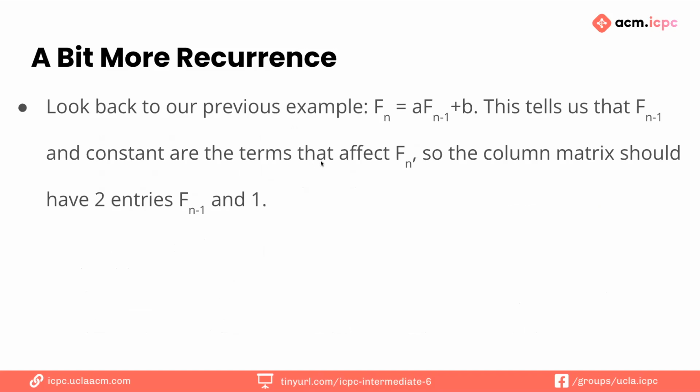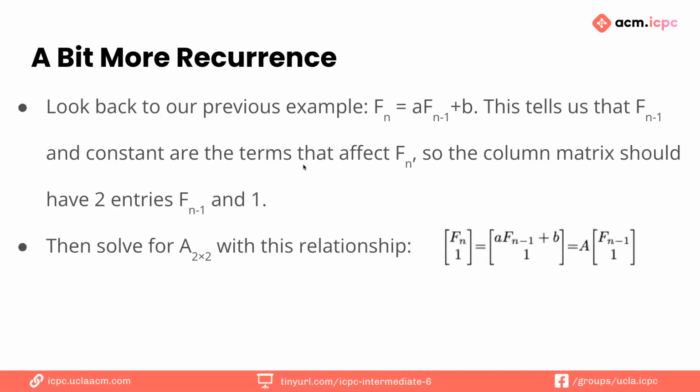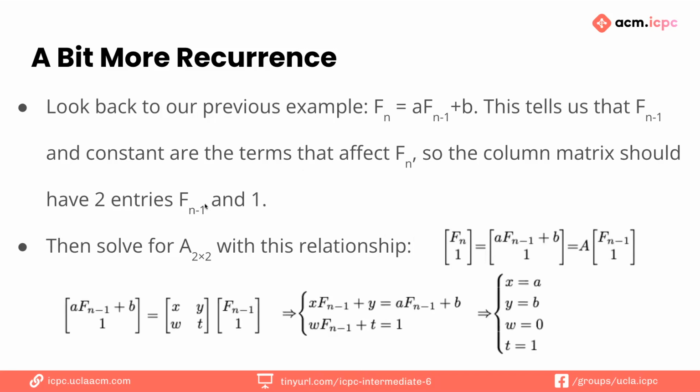And look back to our previous example here. We can see that Fn-1 and B are the only terms that affect Fn. So we let the two entries in our column matrices be Fn-1 and 1. And then we solve for the 2 by 2 matrix A by this relationship, which is a system of linear equations here. And then eventually we get [[A, B],[0, 1]].